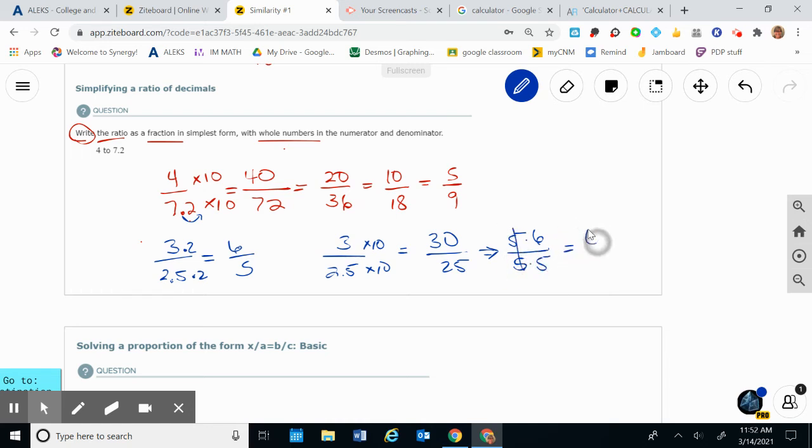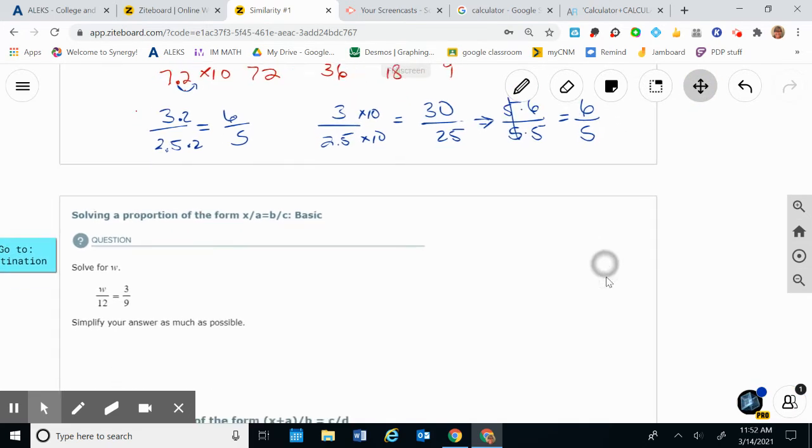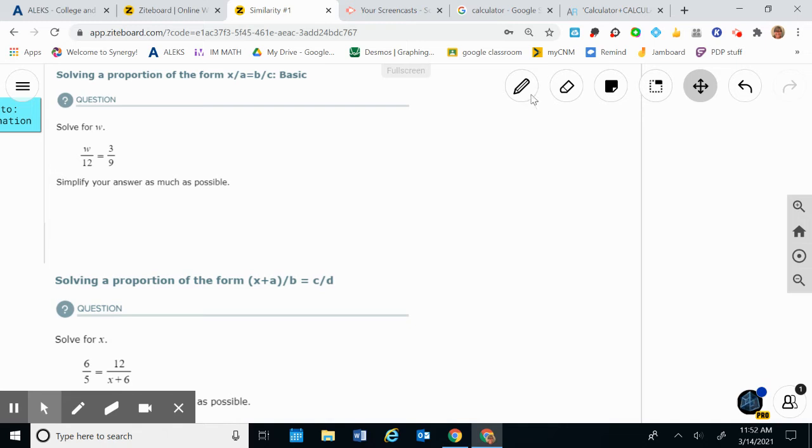Do you see how flexible this is? As long as you're doing the math correct, you have a lot of ways to get through this and get to it. Okay? Just wanted to give you a few options there. All right, now we get to the nitty-gritty of solving proportions. Okay? So proportions are solved by cross-multiplying.